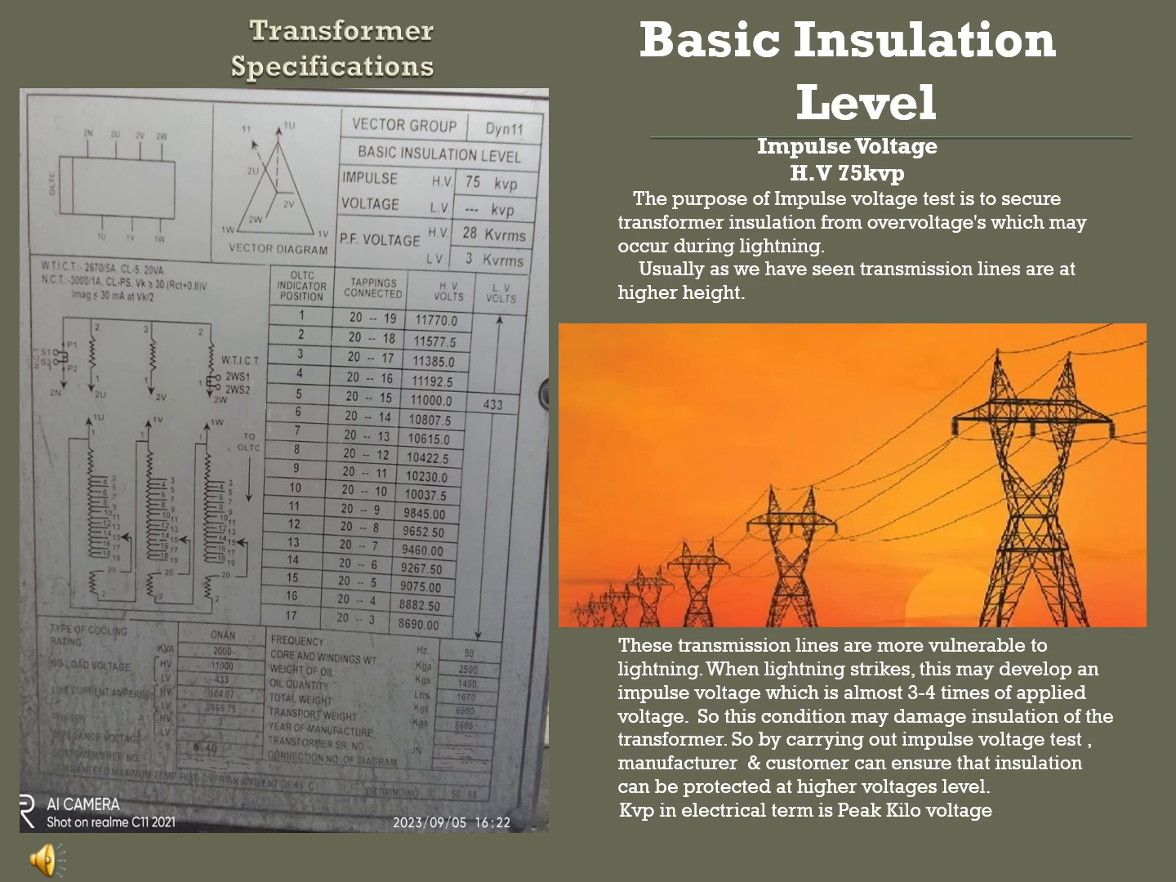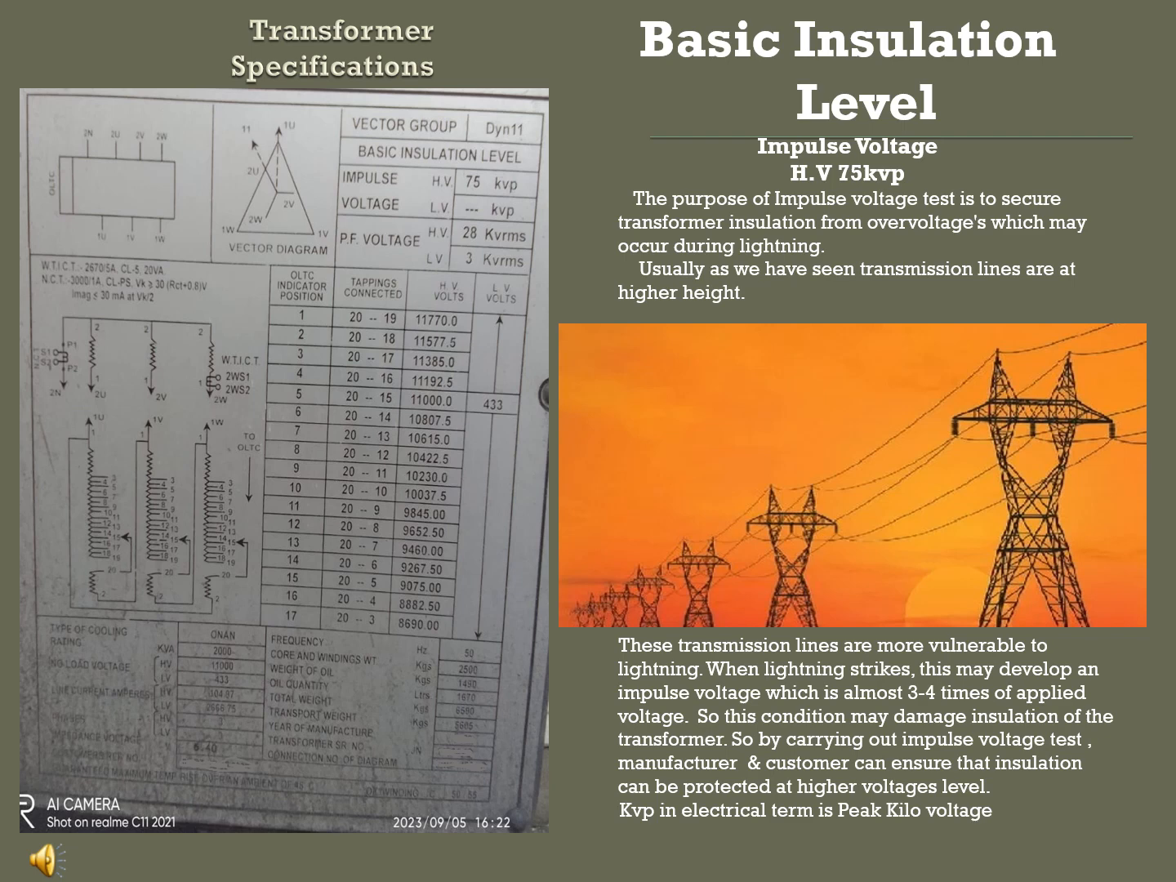See the image I have enclosed here, the transmission lines are at a higher height. At this height, the transmission lines are more vulnerable to lightning. When lightning strikes, it may develop an impulse voltage which is almost 3 to 4 times the applied voltage. In our system, if we apply 11 kV to the input side, during lightning it may go up to 45 to 50 kV on the transformer primary side. So to secure the transformer insulation from this damage, we do the impulse voltage test during manufacturing.